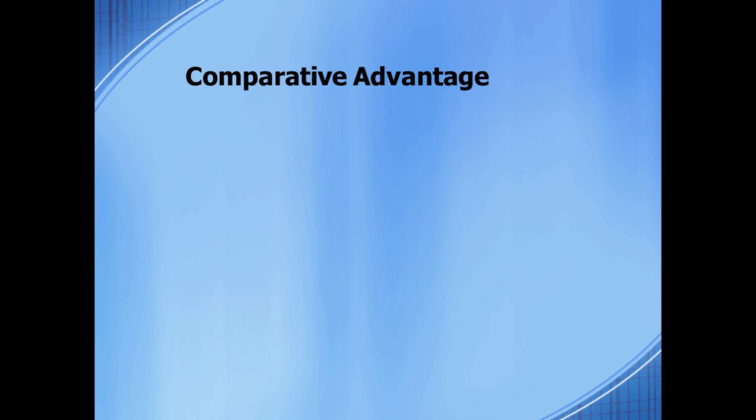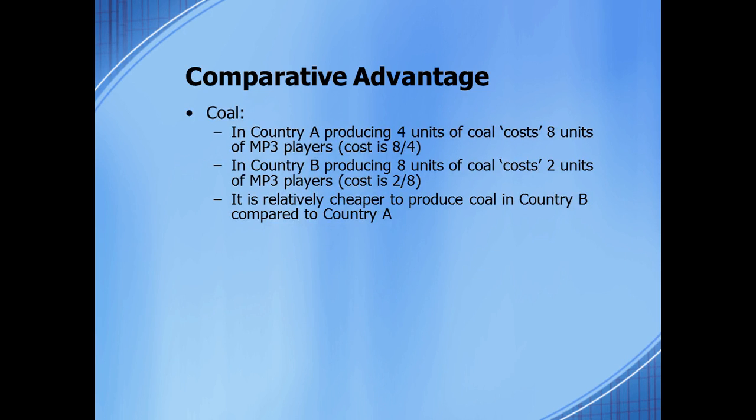So if we look at this example in more detail, if country A produces 4 units of coal, then it actually costs them 8 units of MP3 players. The cost is 8 over 4. So if you remember when we studied opportunity costs before, in terms of the cost we're thinking about the lost revenue. So if we produce 4 units of coal, we miss out. Our opportunity cost is we lose the revenue from making these 8 units of the MP3 player. So the fraction here is 8 over 4.